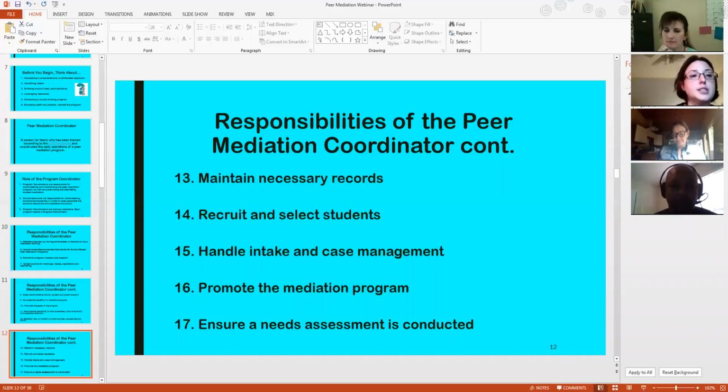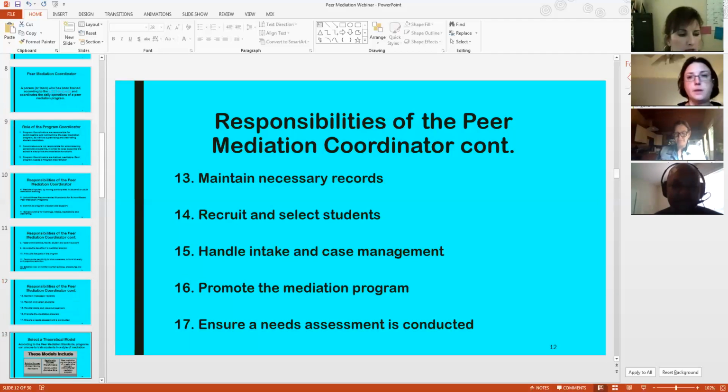Number 14, recruiting and selecting your students. That's that application process we were talking about. Our schools go through interviews. They have teacher recommendations. So it is important to have that process in place. One school didn't do that, and they had students that were actually the drama people that were the mediators, and I was like, no, that's not going to work. Intake case management, we've kind of talked about. Promoting the program, that's that advertising and marketing. And then 17, a needs assessment is what Cindy talked about at the beginning of the session.